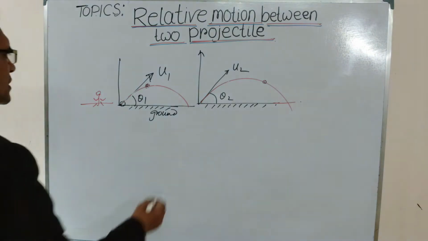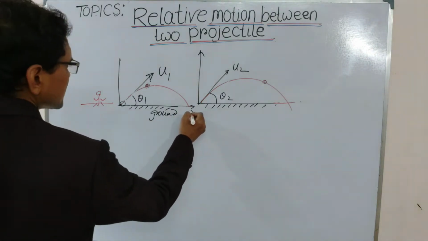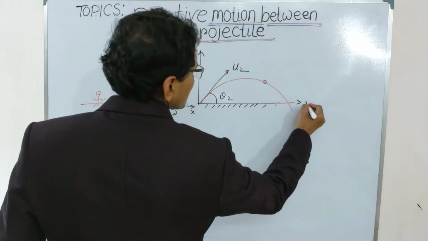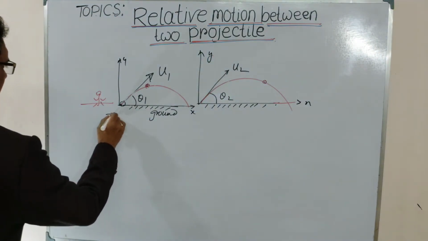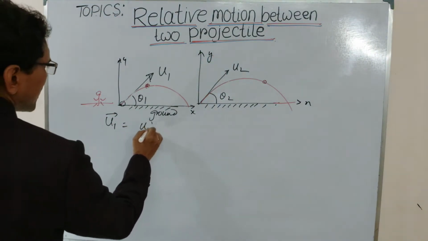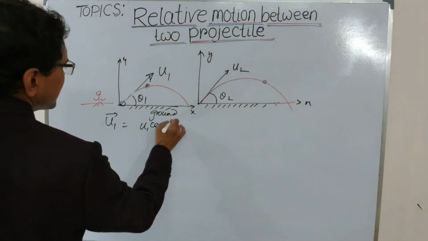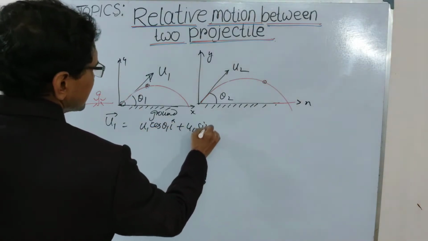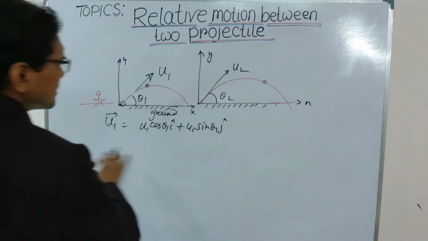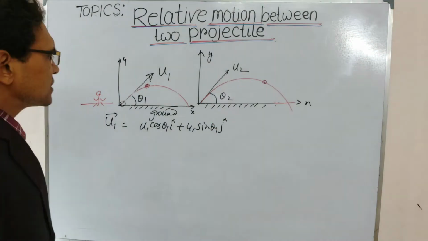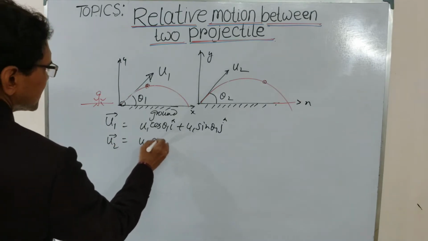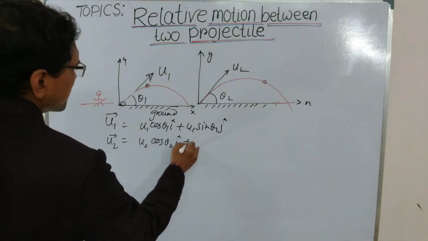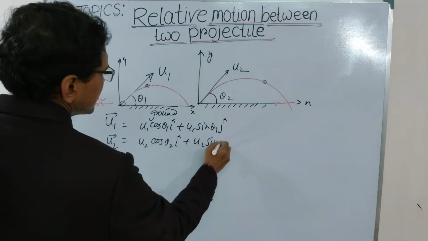Now let's discuss. This is the x-axis and y-axis. Now what is u1? u1 will be u1 cos θ1 i plus u1 sin θ1 j. In terms of i and j, we can write u2 equal to u2 cos θ2 i plus u2 sin θ2 j.